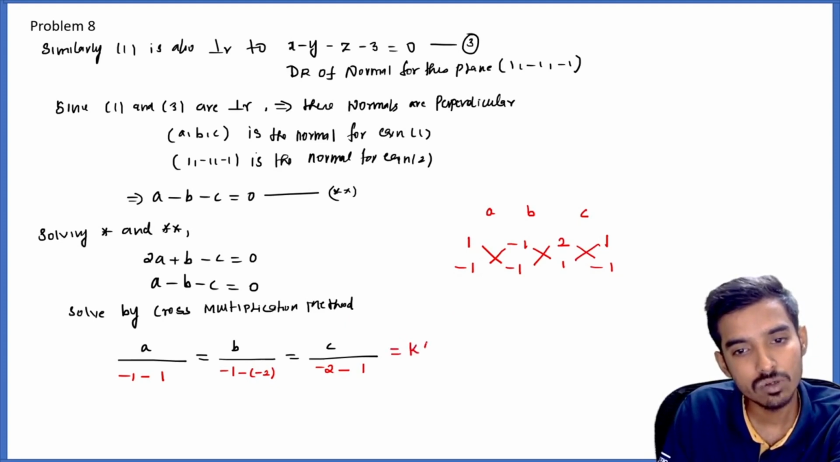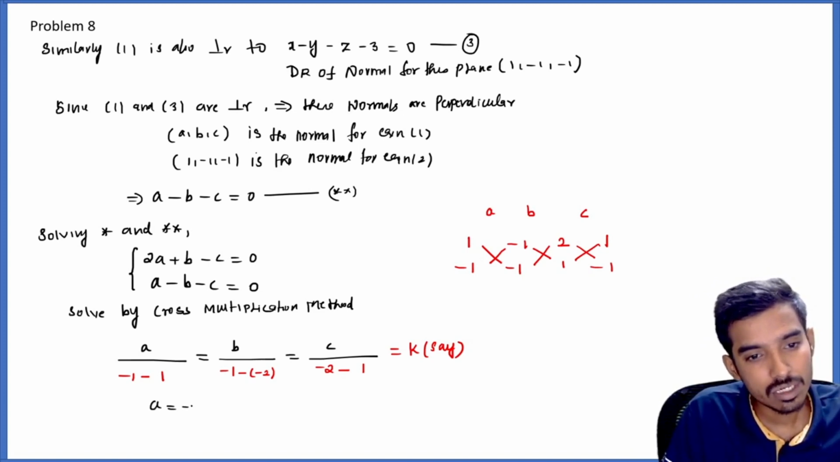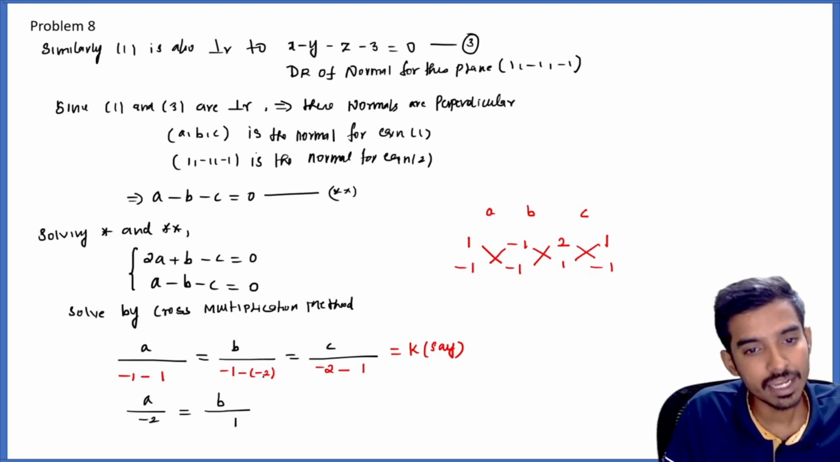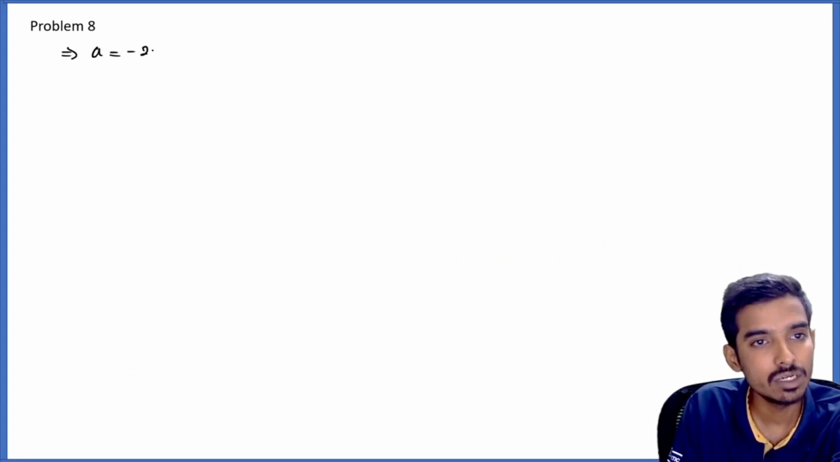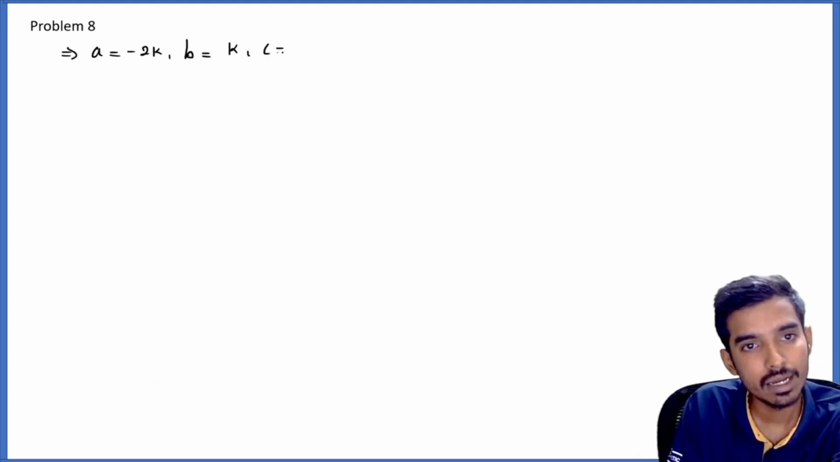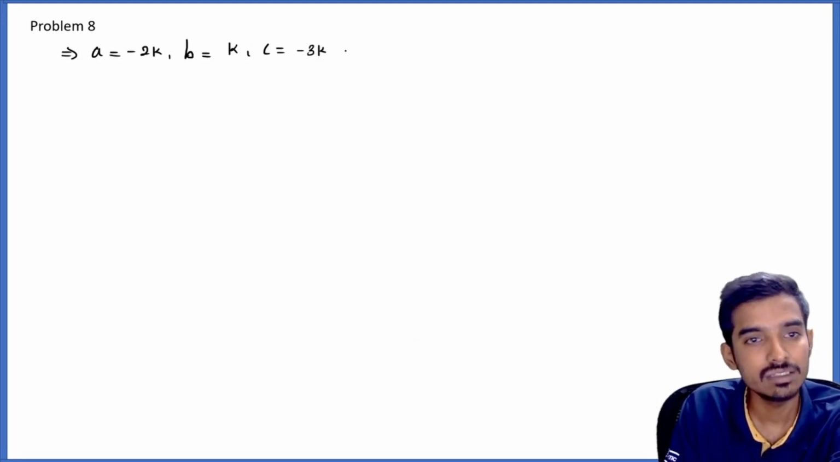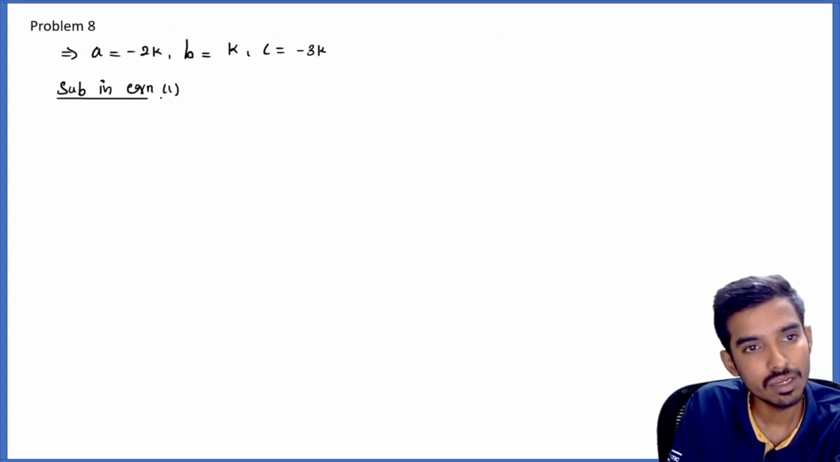So let us say this is equal to some k, where k is a constant. Let's write one more step here. So we have A by minus 2 is equal to B by 1, because minus 1 plus 2, and C by minus 3 is equal to K. This implies A is equal to minus 2K, B is equal to K, and C is equal to minus 3K, right? This is the required value of ABC. So substitute in equation number 1.